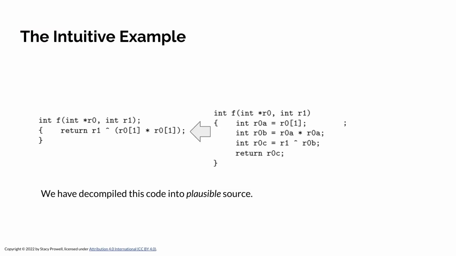So we decompile the program into plausible source. We keep in the array reference. You see we have it again here. We square it. We exclusive OR it with R1. We return that value. And so there we go. We've decompiled our initial stuff into plausible source code. Is that what it originally started out as? I don't know. We don't know.